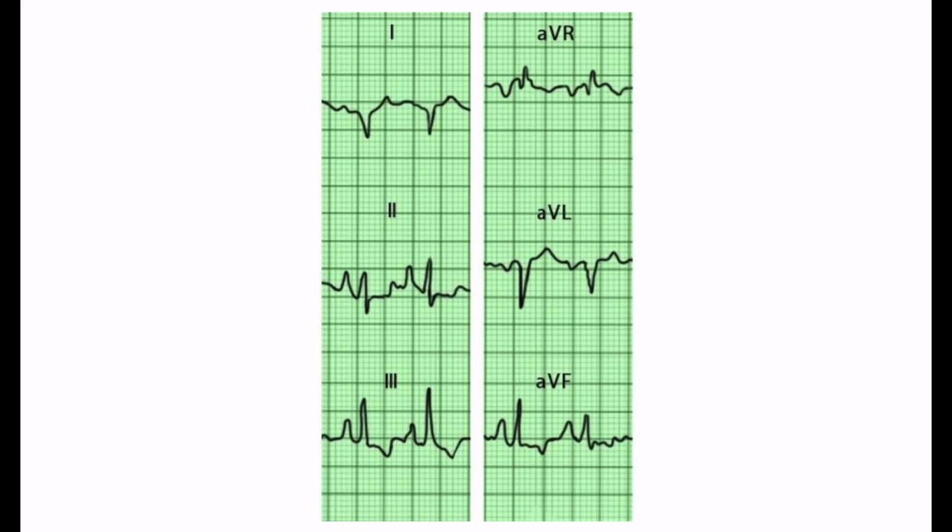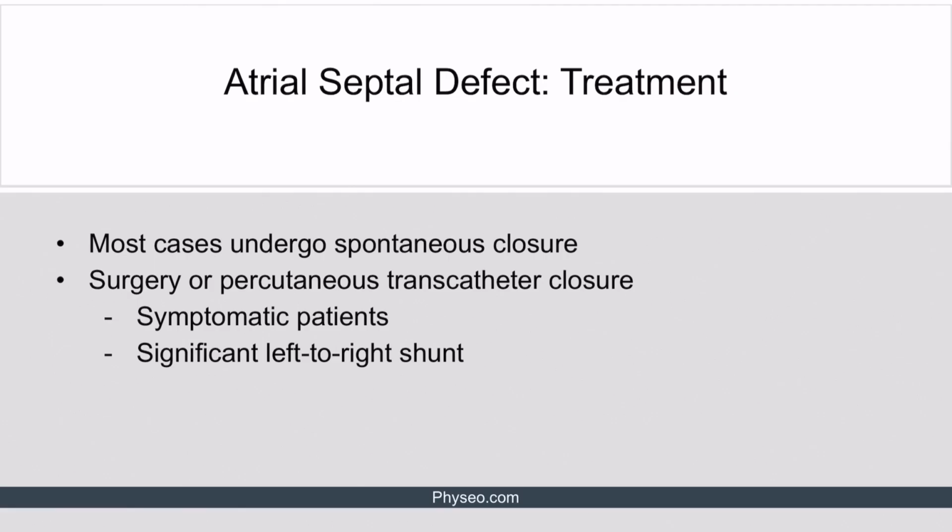Here's an ECG showing negative QRS complex in lead 1 and positive QRS complex in lead aVF, indicating right axis deviation in ASD. Also, please notice these peaked P waves, known as P pulmonale, which occur due to right atrial dilation. Most cases of atrial septal defect require no treatment and undergo spontaneous closure. However, surgery or percutaneous transcatheter closure is indicated in symptomatic patients and when there is significant left-to-right shunting.